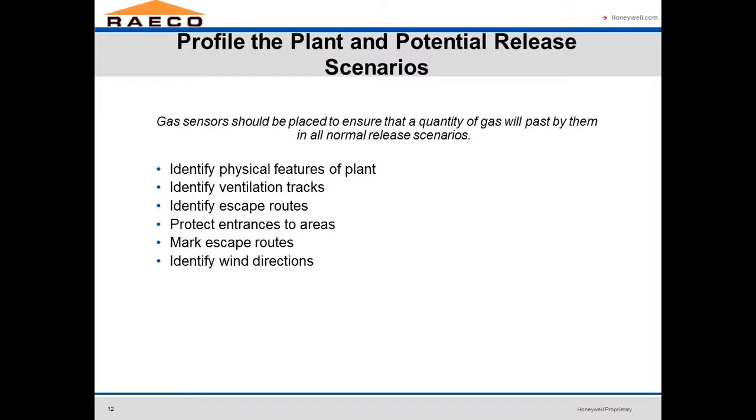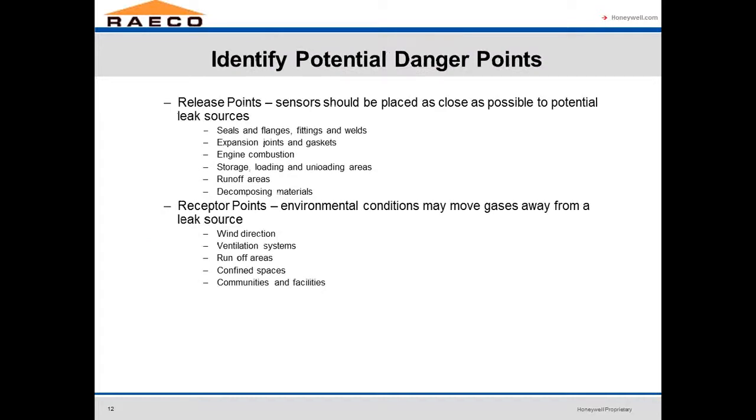What you want to do also is a walkthrough: go through your facility and identify how your plant is set up, and what kind of ventilation is going on indoors. Make sure that escape routes are available if gas is detected. You need to protect areas and entrances to areas that have these toxic and/or combustible gases going into them, mark escape routes, and be aware of outdoor wind directions as well.